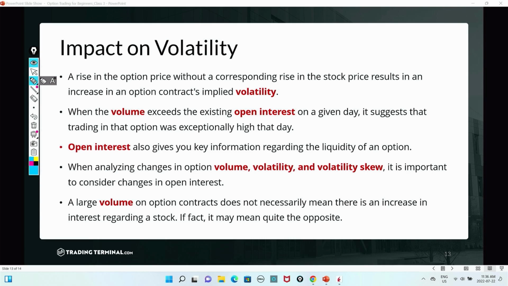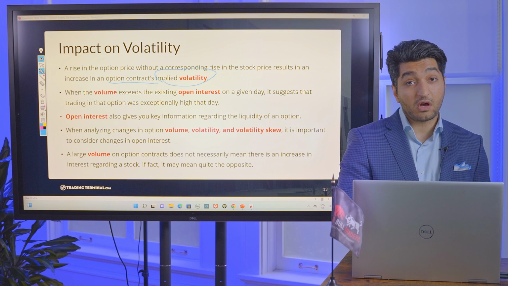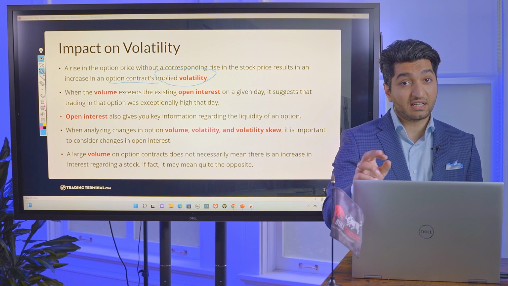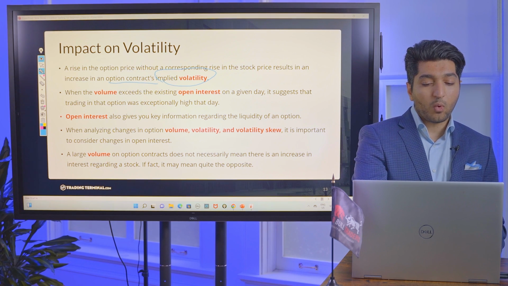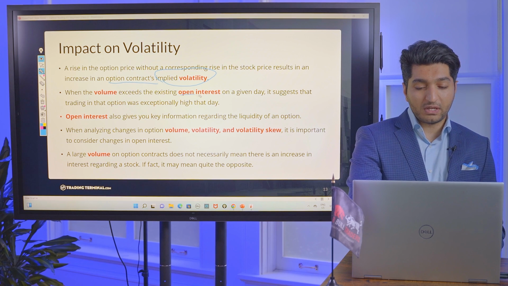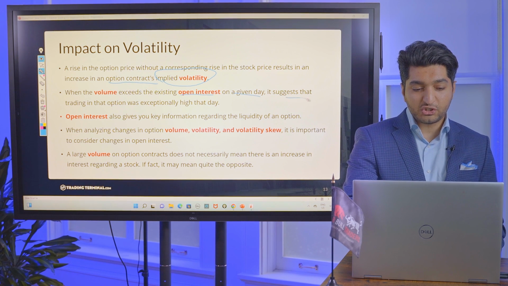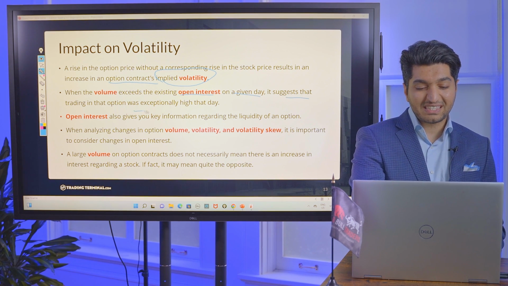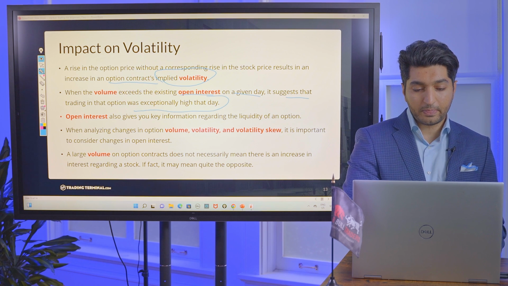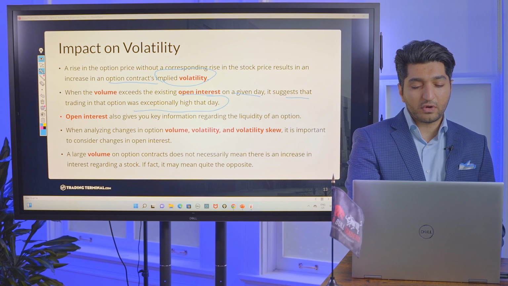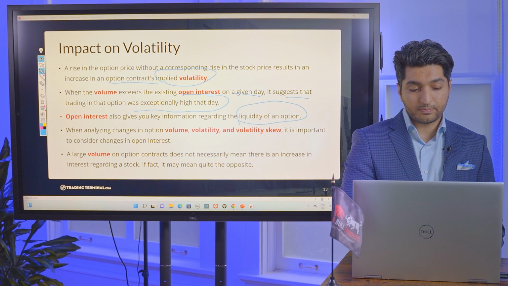A rise in option price without a corresponding rise in the stock price results in an increase in option contract implied volatility. We're going to talk a lot about implied volatility in the next class, by the way. When the volume exceeds open interest on a given day, it suggests that trading in that option was exceptionally high that day. Open interest also gives you key information regarding the liquidity of an option.